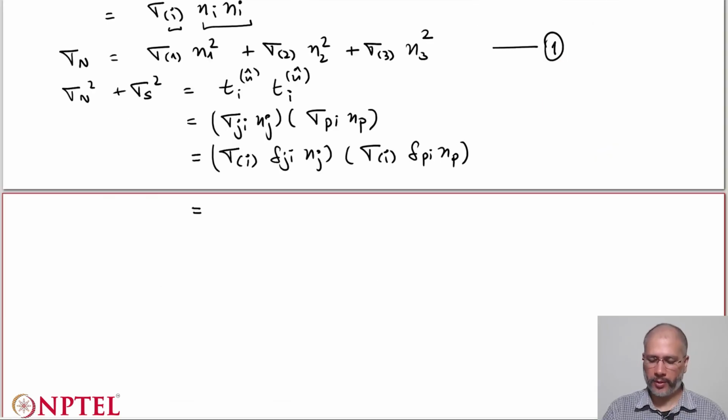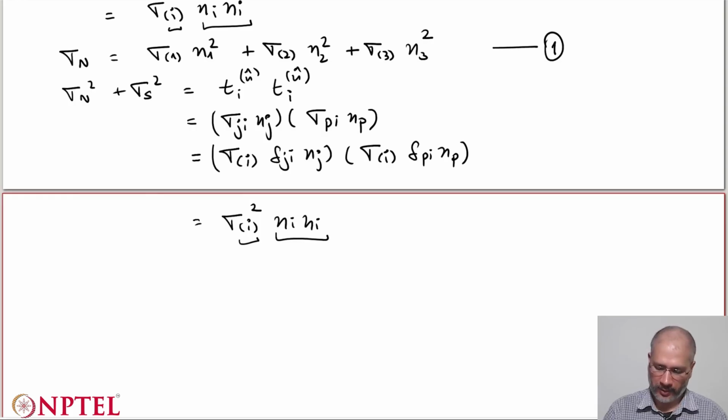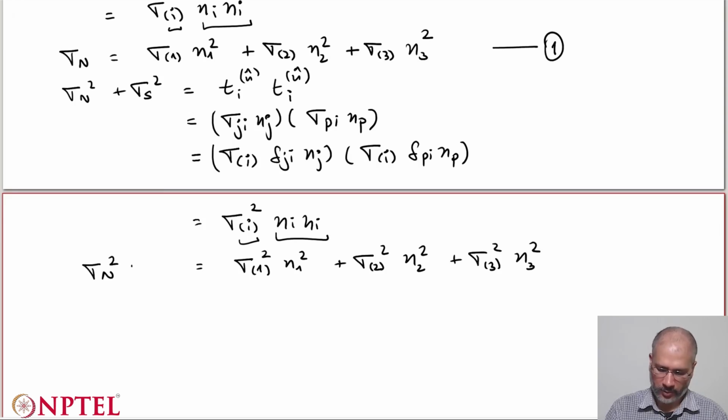We'll apply the substitution property of deltas and simplify this. So this becomes sigma i squared times n i. Now again, summation happens over these indices and this index just tags along. So let's expand this. This becomes sigma 1 squared n1 squared plus sigma 2 squared n2 squared plus sigma 3 squared n3 squared. So this is our sigma n squared plus sigma s squared. And this equation we'll number as 2 because we'll be needing this as well.